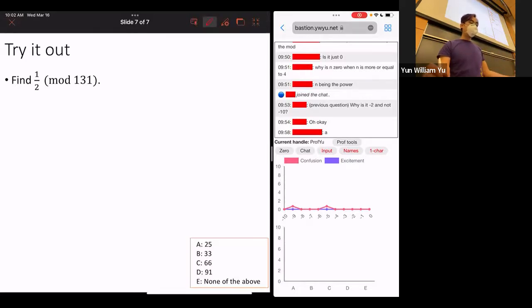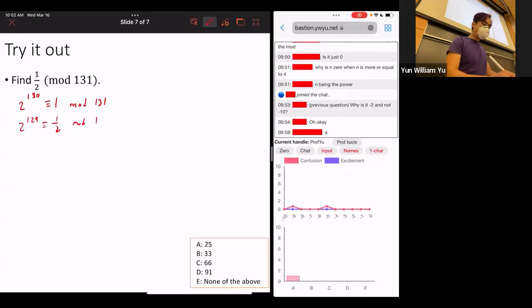I'm going to go ahead and give you the setup for using Fermat's little theorem, since that's, of course, what we're trying to do in this part of lecture. So we'll have 2 to the 130 is congruent to 1 mod 131. And so therefore 2 to the 129 is congruent to 1/2 mod 131.